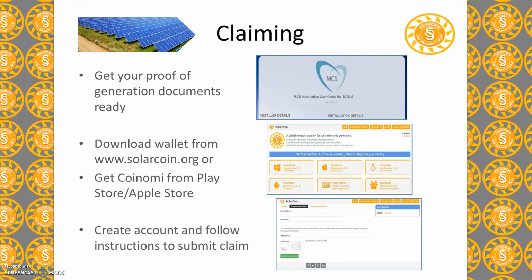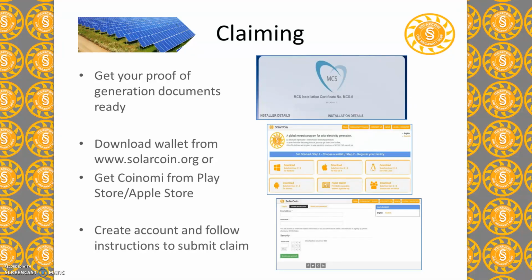But assuming you do wish to claim your solar coins directly from the SolarCoin Foundation, we're going to show you all the steps that you need to take today. And it's a fairly simple process. There's 3 basic steps. The first thing you need to do is go and gather your proof of generation documents. The SolarCoin Foundation needs to see evidence that your solar installation is in operation, and when it started, and the size, and those kinds of things. So it's important that you have some kind of documentation to back up your claim.